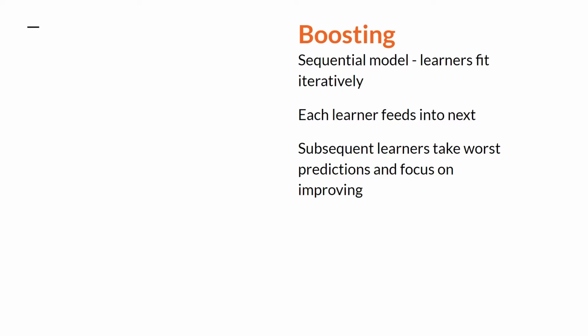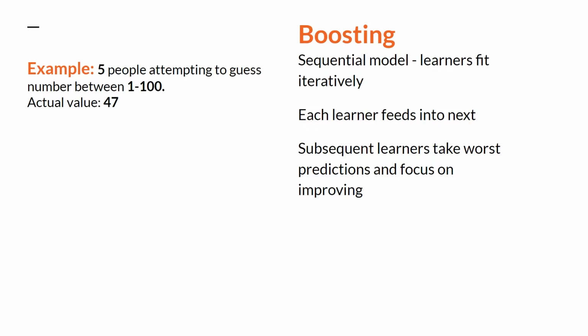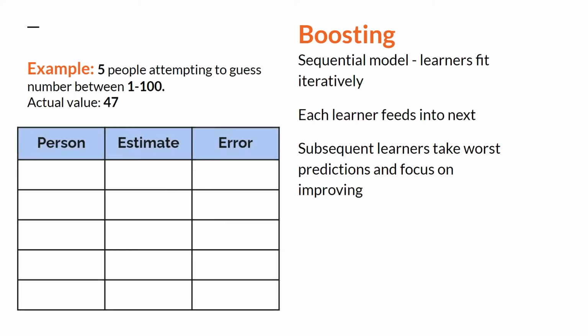We're going to talk about this a little bit more in the next slide, but I'm going to provide a lighthearted example that can help you illustrate the process of boosting and how it might work. In this example, you have 5 people, and they're all trying to guess a number between 1 and 100. The actual value that you're thinking of is 47. Like a good data scientist, you're going to make a table and write down all these observations. The first person has no idea what the actual value is, so they guess 20.